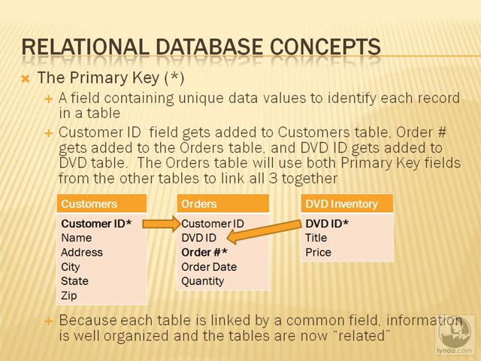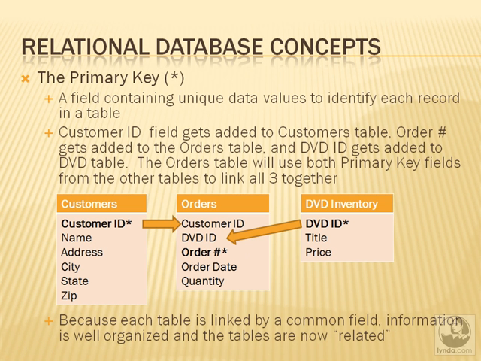So if you look down here at the customers table, we've added the customer ID field. Over here, we've got the order number field. And in the DVD inventory, each DVD will get an ID that is unique. So in other words, we will not have 2 customer IDs in the customer tables that are the same. In the orders table, each order will have its own unique number. And same thing for the DVD inventory table, where each DVD has its own unique identifier.